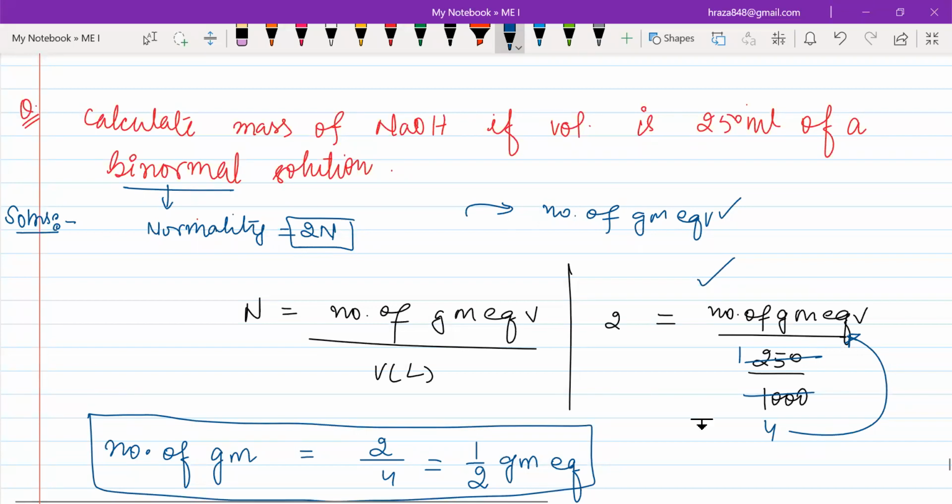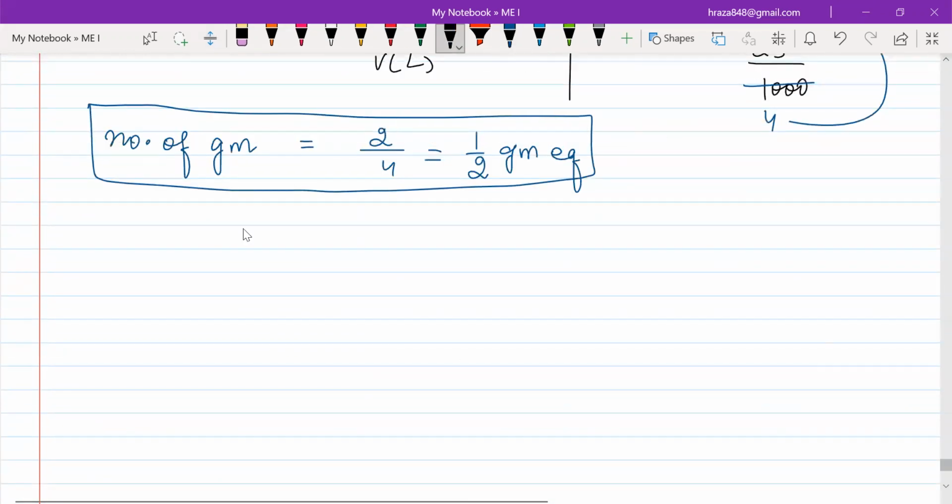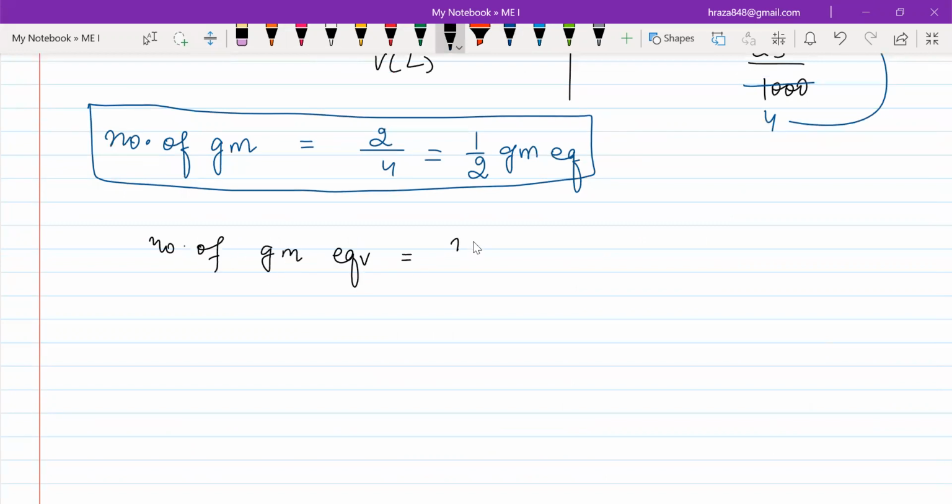Now see, we are going to apply this formula separately. Number of gram equivalent has a formula: given mass, that we need to calculate, upon equivalent mass. Equivalent mass of what?